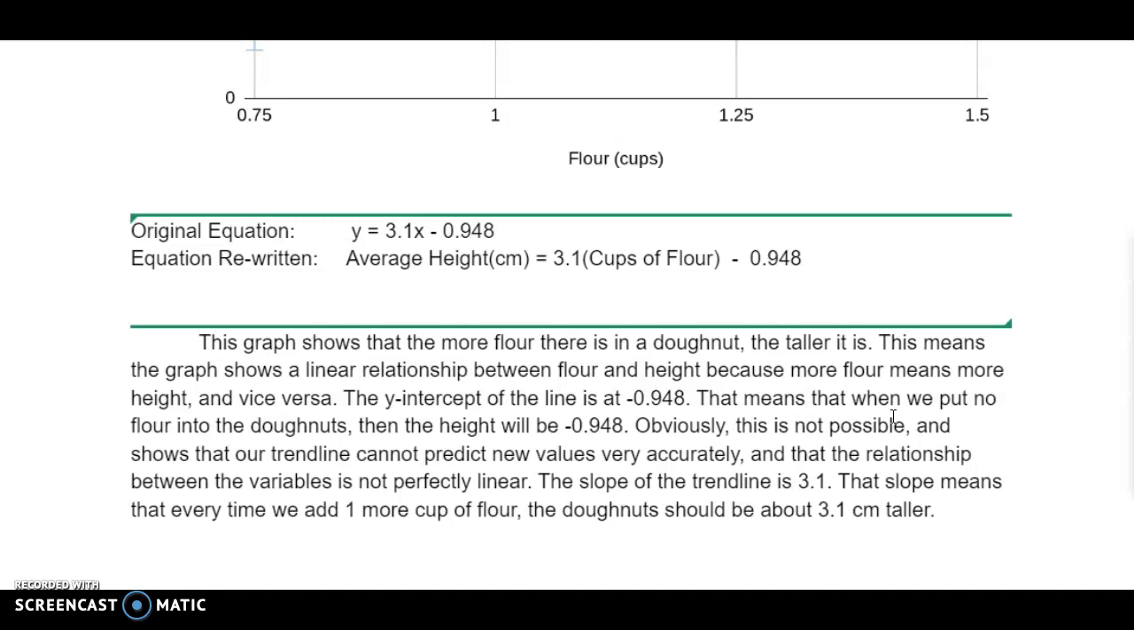The third thing you should talk about is the slope, which in this case is 3.1. So Trotter says the slope of the trend line is 3.1. This means that every time we add one more cup of flour, the donuts become 3.1 centimeters taller. So that is just how I'd like you to sort of analyze that equation.